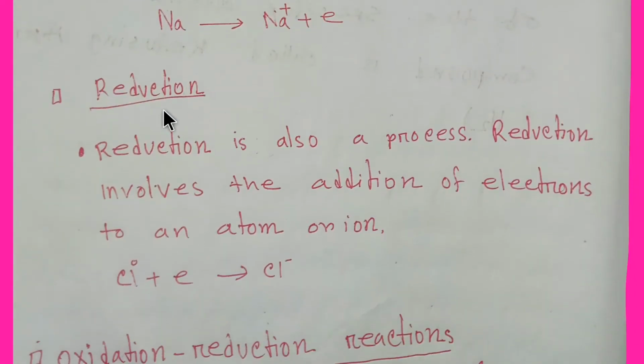Okay, what do you mean by reduction? Reduction is also a process. Reduction involves the addition of electrons to an atom or ion. Here, this is chlorine and the oxidation state of chlorine is 0, and if you add 1 electron then you get a chloride ion. So this is happening in the reduction process.